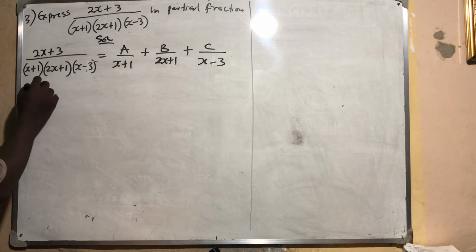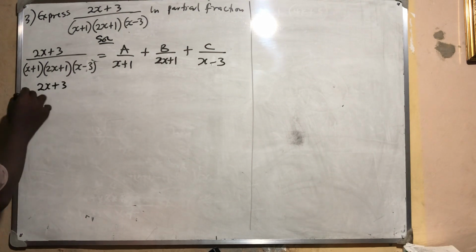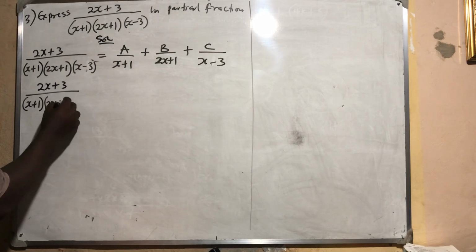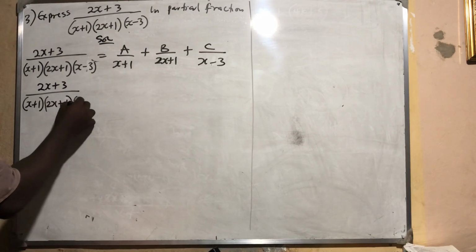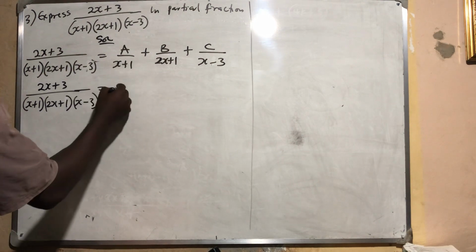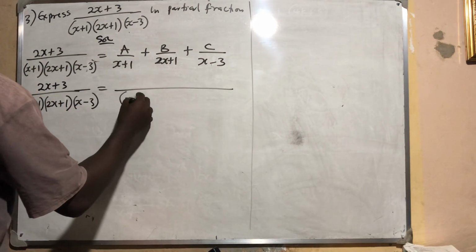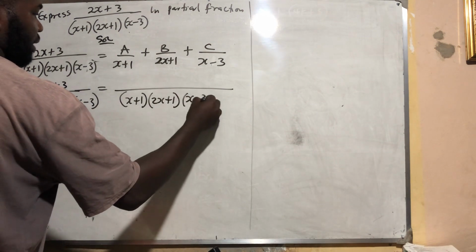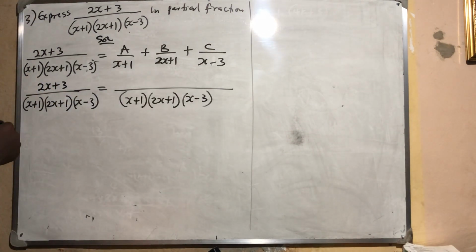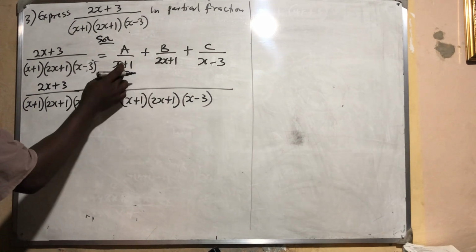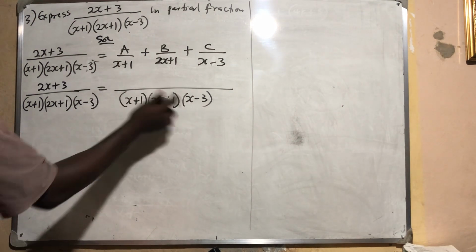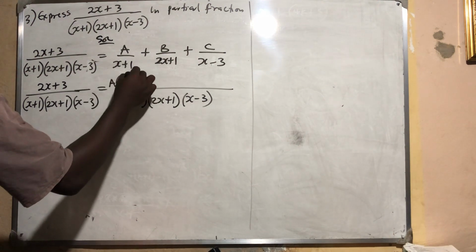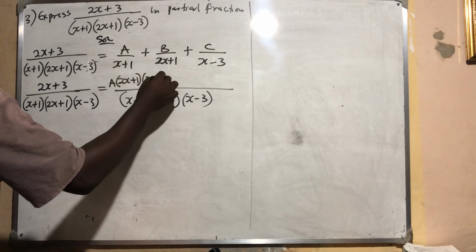So I have, bring this one down, (2x plus 3) all over (x plus 1)(2x plus 1)(x minus 3), is equal to the LCM, the same thing: (x plus 1)(2x plus 1)(x minus 3). Now, how do you solve the fraction? When the three of them divide, this will cancel this. I'm left with these two, so I'm left with A in bracket of (2x plus 1) and (x minus 3).